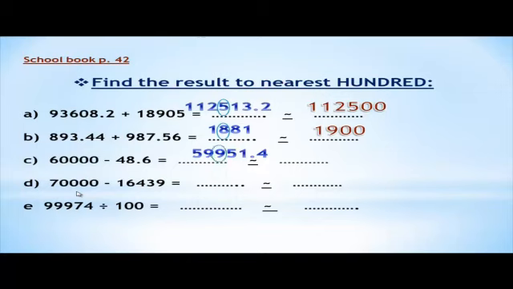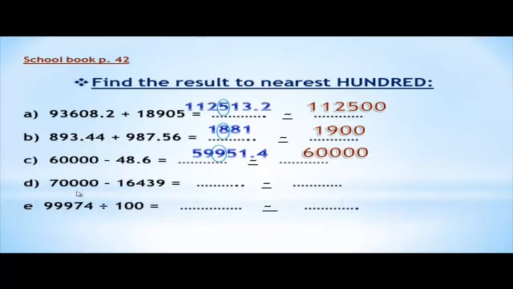I found it is 9, and the number before the 9 is a strong number, 5. So give 1 to the 9. 1 plus 9 equals 10. Put 0, carry 1 to the next digit. I found it is 9. 1 plus 9 is 10, put 0, carry 1 to the 5. So the result will be 60,000.